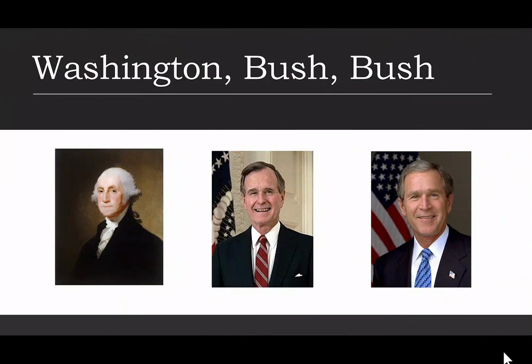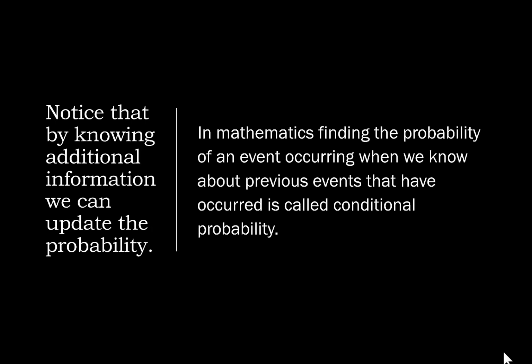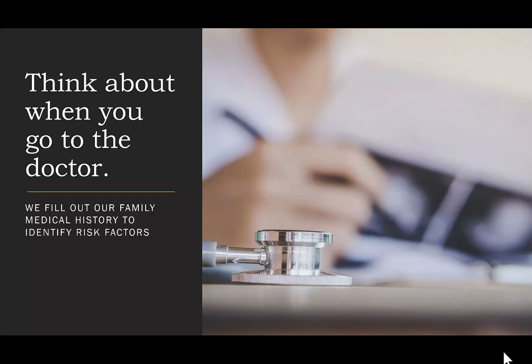There have been 3 presidents with the first name of George, which means now our probability of guessing the right president would be 1 out of 3. Notice the denominator changed to the number of presidents whose first name is George and not the 45 in our entire sample space. By knowing additional information, we were able to update our probability. In mathematics, finding the probability of an event occurring when we know about previous events that have occurred is called conditional probability. And this is used in many places.